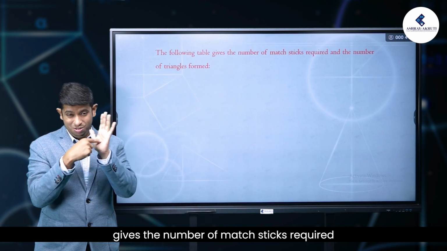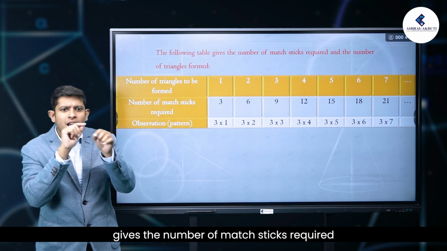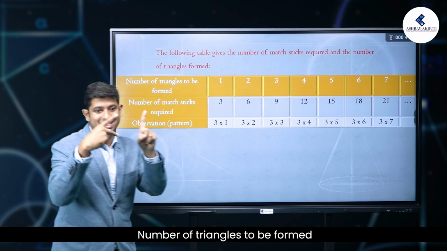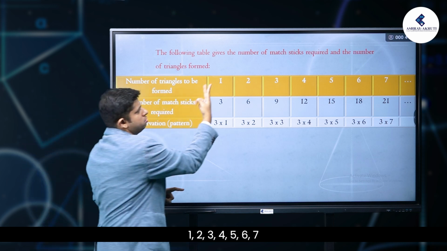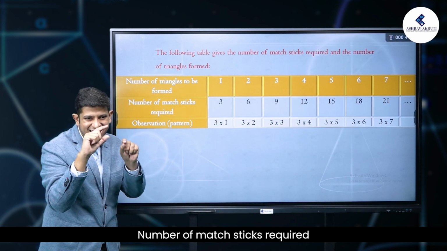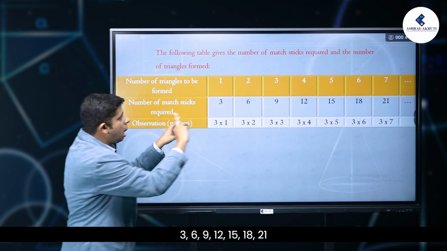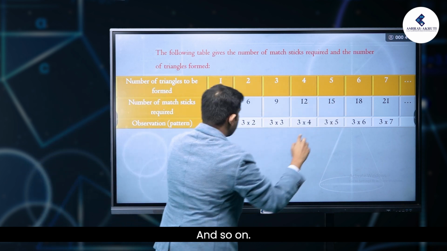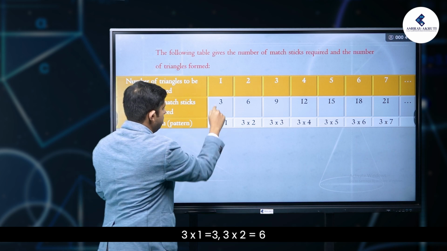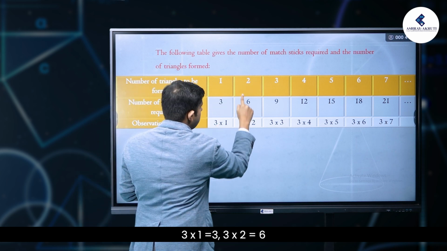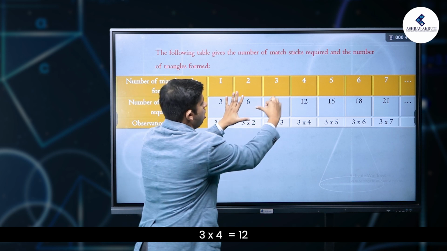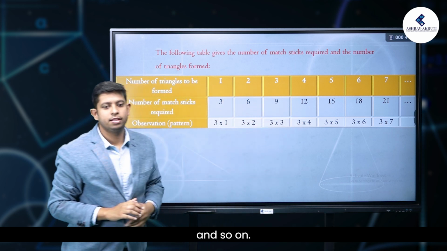The following table gives the number of matchsticks required and the number of triangles formed. Number of triangles to be formed: 1, 2, 3, 4, 5, 6, 7 and so on. Number of matchsticks required: 3, 6, 9, 12, 15, 18, 21 and so on. Observation: 3 into 1, 3 into 2 is 6, 3 into 3 is 9, 3 into 4 is 12, and so on.